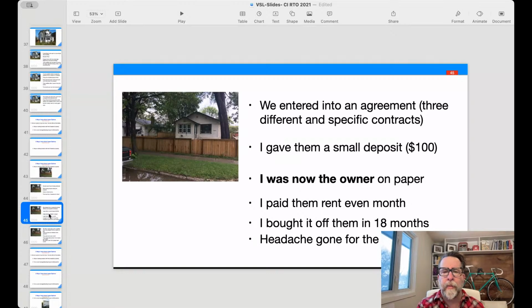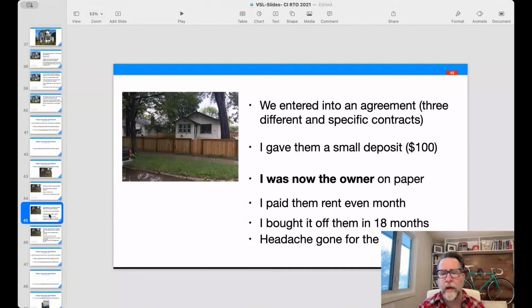So I came in and we entered into an agreement, specifically 3 contracts that I had with them, a lease and an option, and one other contract. I gave them a deposit of $100. Now I didn't give them cash. I wrote them a check for $100 or e-transfer, basically so that the money's traceable, proving that money was exchanged in this deal with the papers, with the signed contracts.